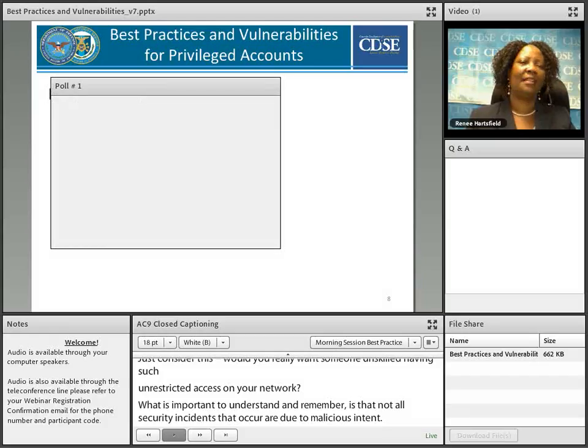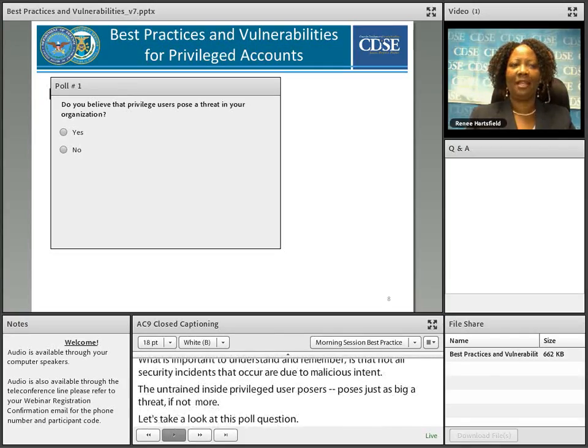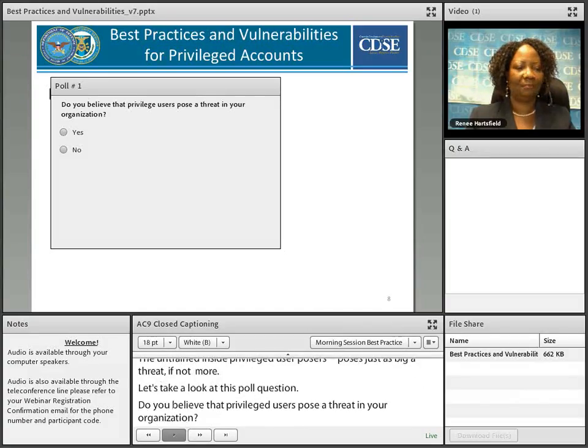Let's take a look at this poll question. Do you believe that privileged users pose a threat in your organization? It will be interesting to see the results. The numbers are coming in.